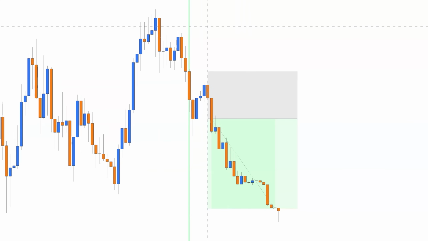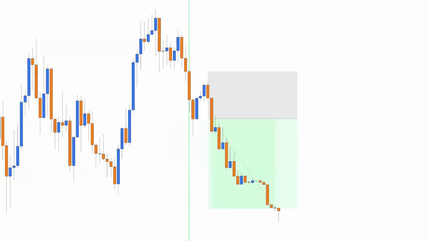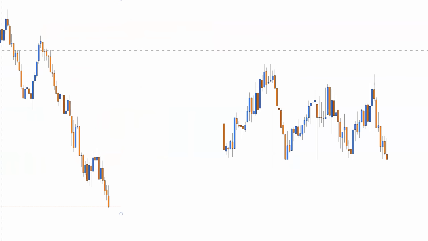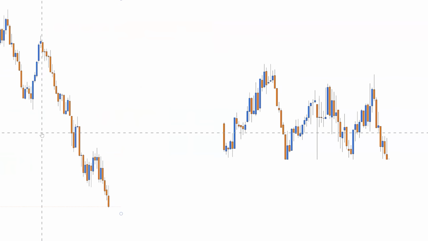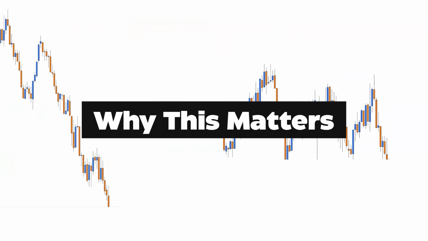Compare the illustration that we have on GBP JPY, this is not clean structure. Compare the illustration that we have here on USD JPY, it is very clear structure. So this is why it's very important that you only trade these patterns at all cost and avoid these. Now, why does it matter?